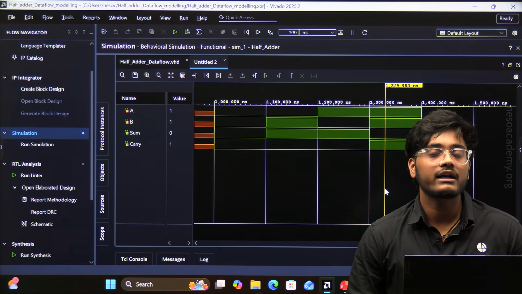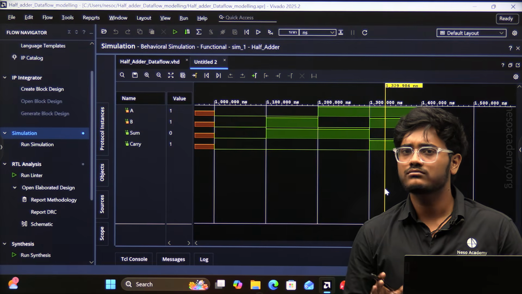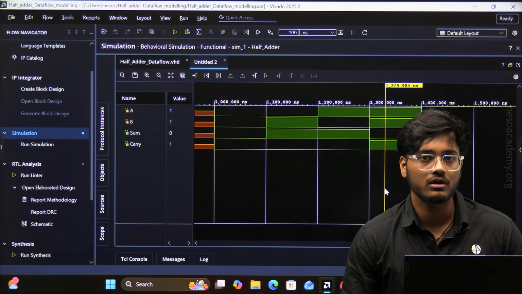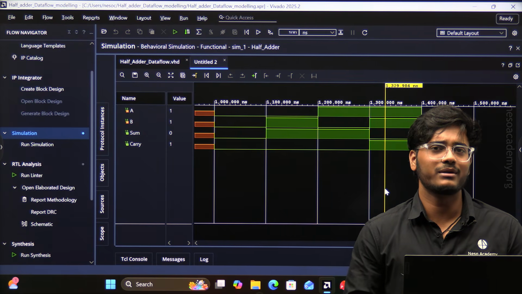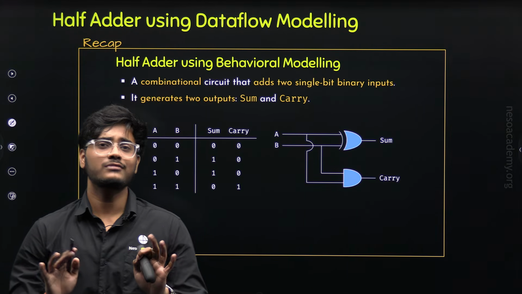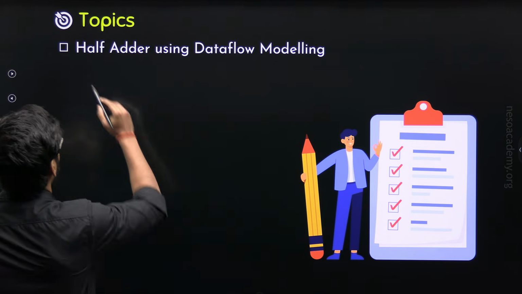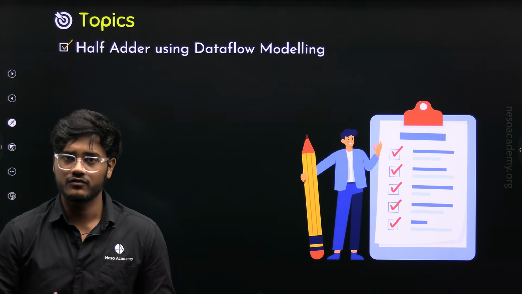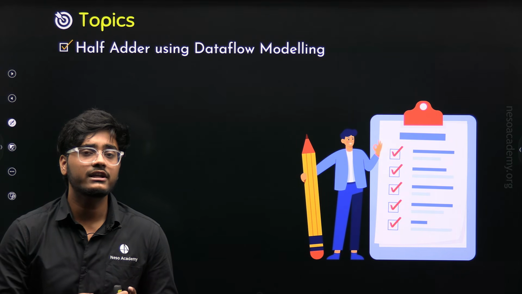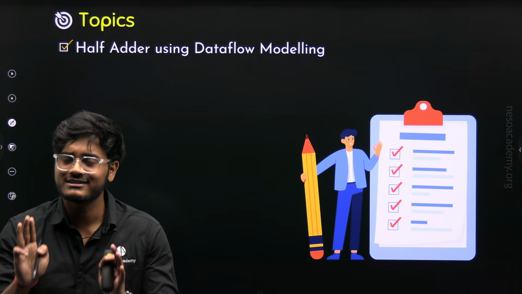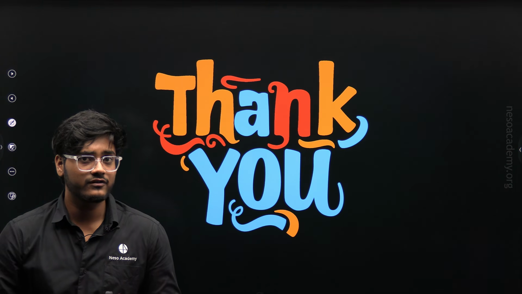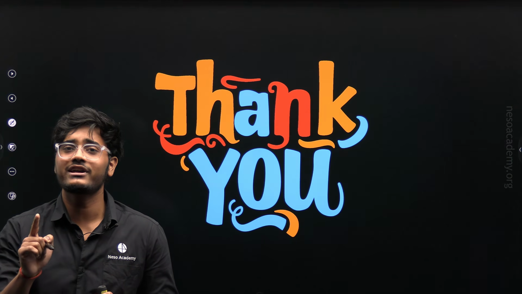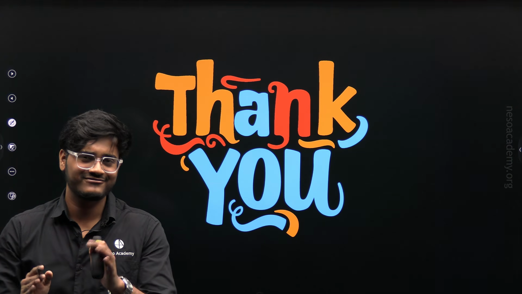And I hope you understand why we use data flow modeling over all three modeling styles for combinational circuits, because it is very easy to implement. So, we are done with the implementation of half adder using data flow modeling in Vivado. With that, we are done with the implementation of all three modeling styles. So, we are done with this lecture, and in the next lecture, we will implement a new combinational circuit. So, thank you.